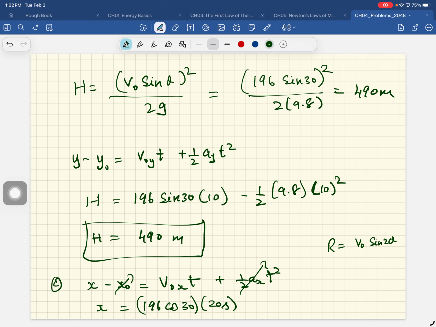Okay, I don't remember the range formula. You can look it up in the notes. All right, so here is the range formula. Here's the x distance traveled in 20 seconds: 3,395 meters. So that's about 2 miles, a little over 2 miles.